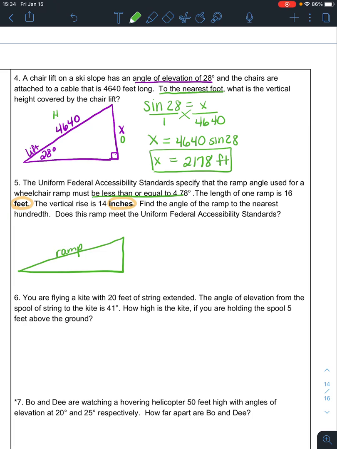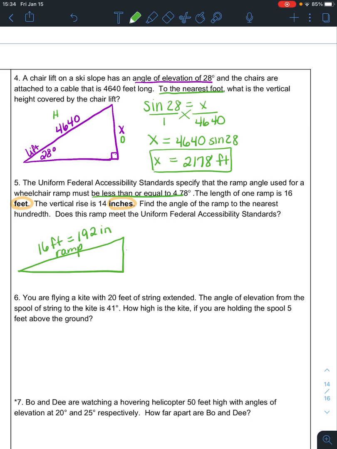We need those to be the same. So I'm going to change my 16 feet. 16 feet is 16 times 12, which gives 192 inches. It doesn't matter which one you change. You could change your 14 inches to feet, but it's a little bit harder. You would do 14 divided by 12, but you'd end up with a decimal. So that's why I converted feet into inches. It just made it a little bit easier.